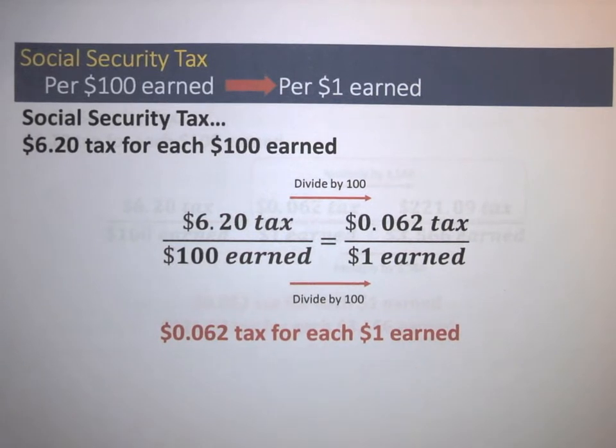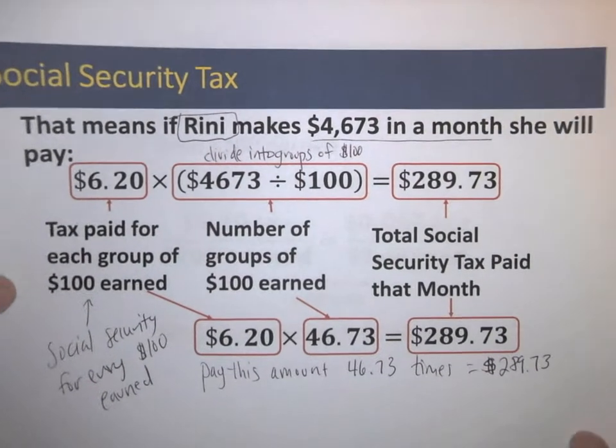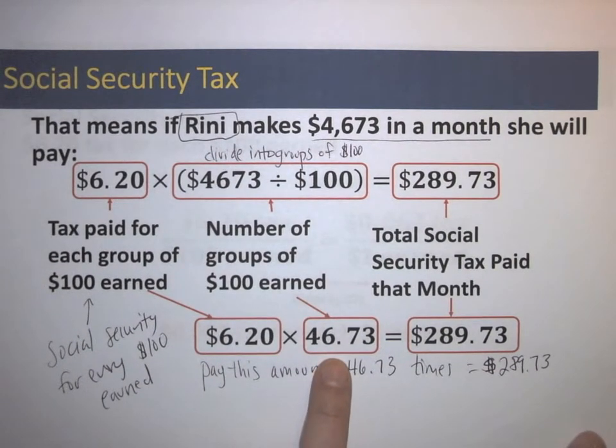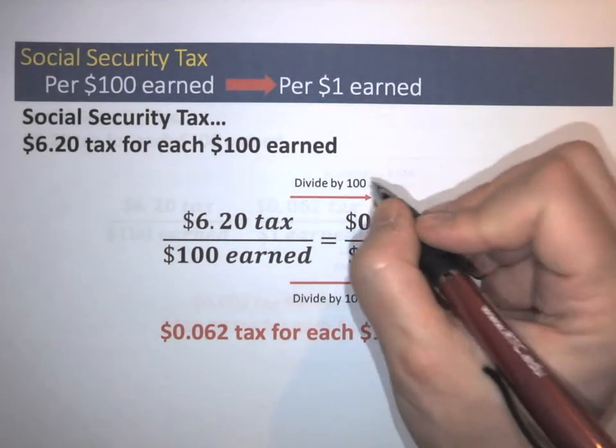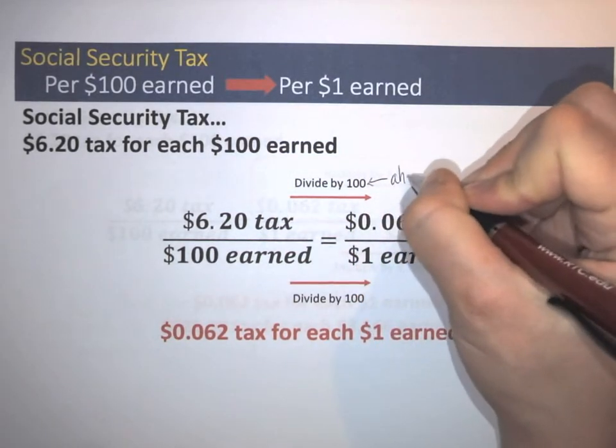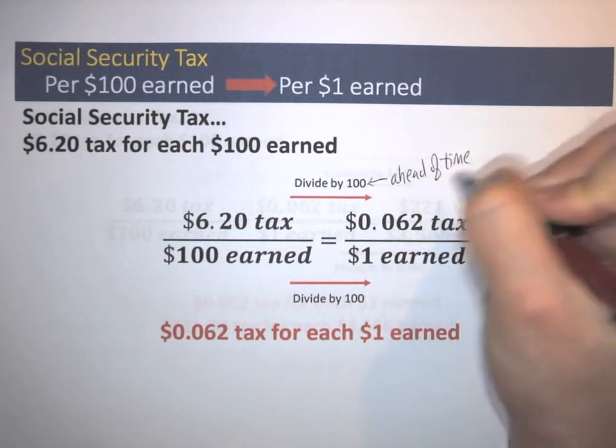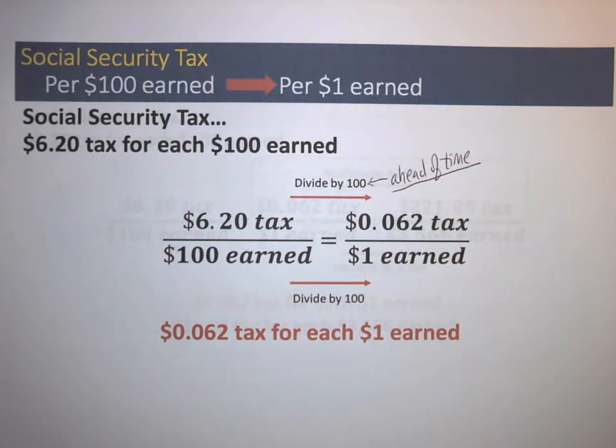So thinking about things in terms of $100 earned, it might be a little bit simpler to think about, well, how much is she paying for every $1? Because she doesn't always, as we saw in this example, you couldn't divide her earnings up by 100 into nice little whole amounts here. We got this decimal amount. But instead, if we think in terms of dollars, basically by doing that, we're just doing the division by 100 ahead of time before we do the multiplication.